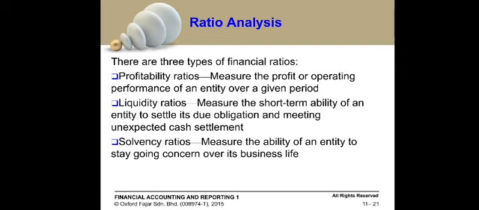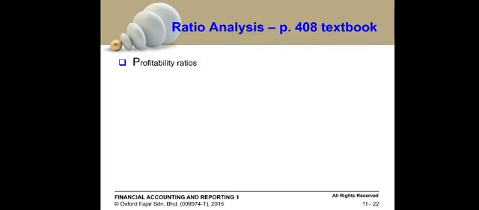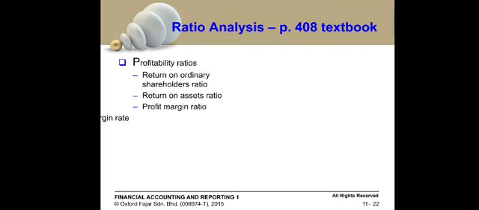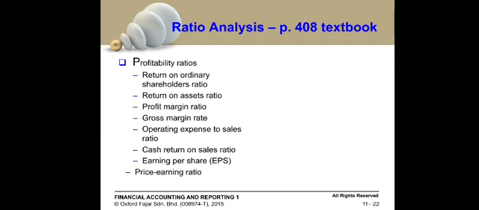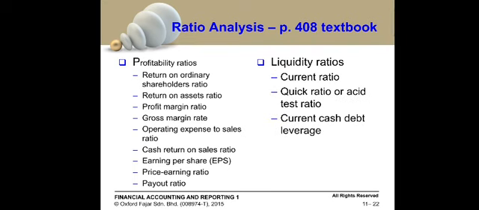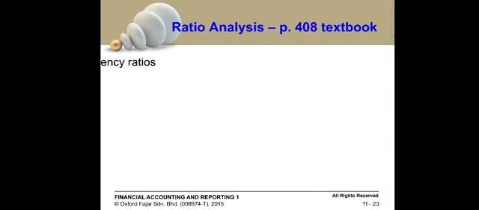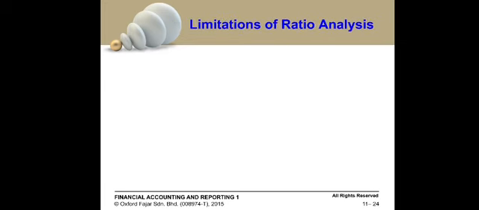Some companies have a good future. Some companies, after you do solvency ratio analysis, you will see that the company maybe cannot survive in the future. So that is the thing that you can do with the ratios. In the textbook, there are examples of profitability ratios. There are many ratios. Too many. I don't think you can memorize all the ratios. There are many more. There are examples of liquidity ratios, and also there are examples of solvency ratios.